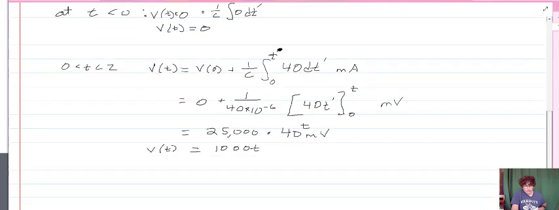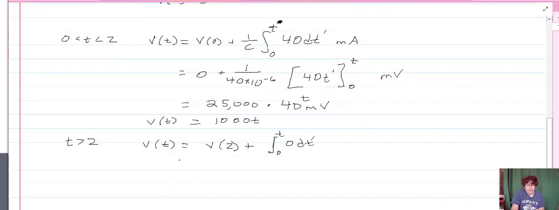So now we need to look at t greater than 2. So V of t for t greater than 2 is going to be V at our starting time, which is 2, plus the integral from 0 to t of our current in this time period, which is 0, dt prime. So the integral of 0 is just 0, but V of 2 is not 0. So let's find V of 2.